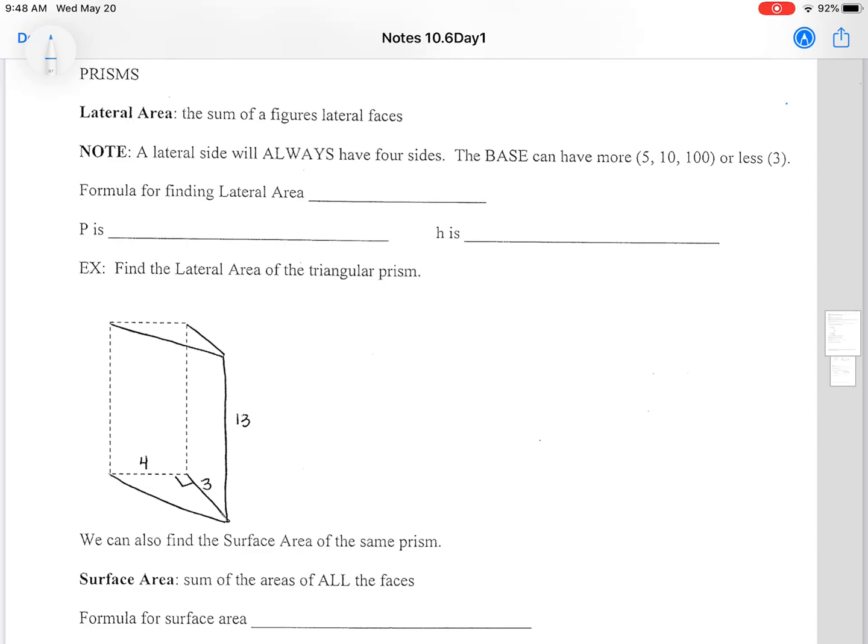So let's go over some vocabulary. So we're going to talk lateral area. So lateral area is the sum of the figure's lateral faces. So it's a little hard to do this virtually. Think of it like that.